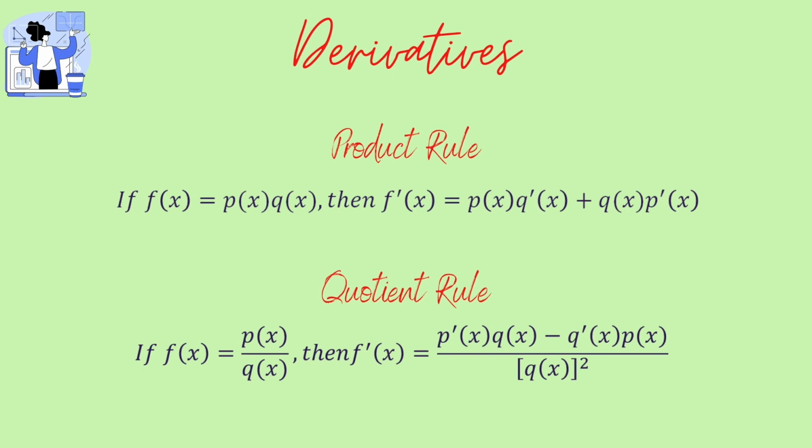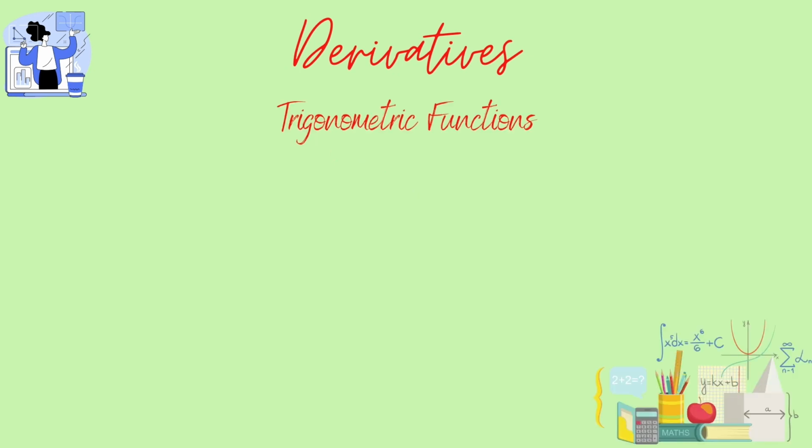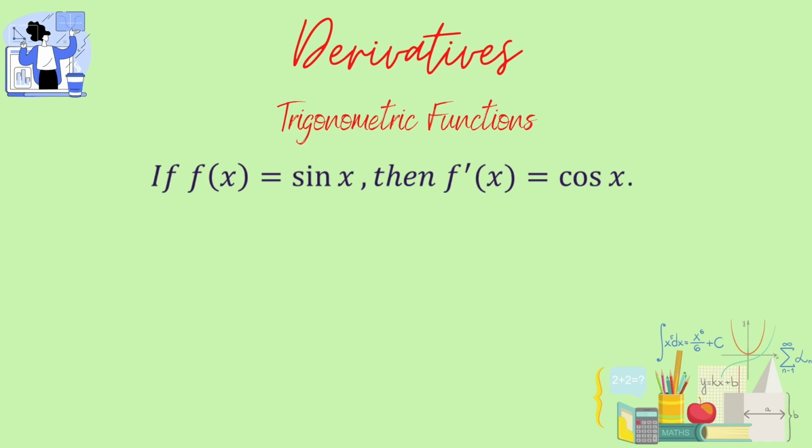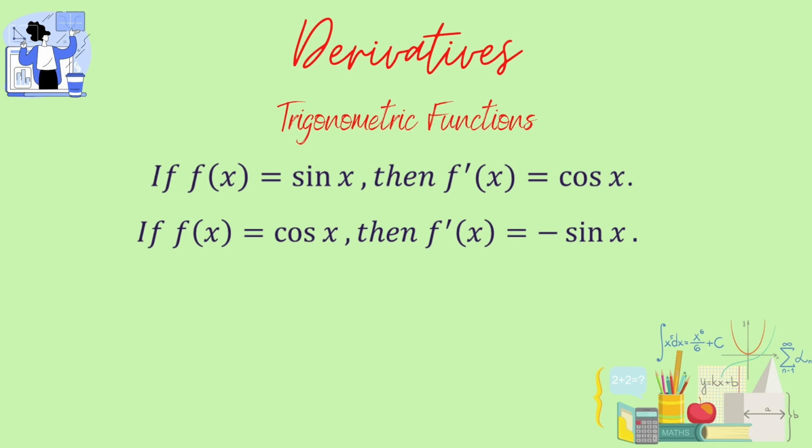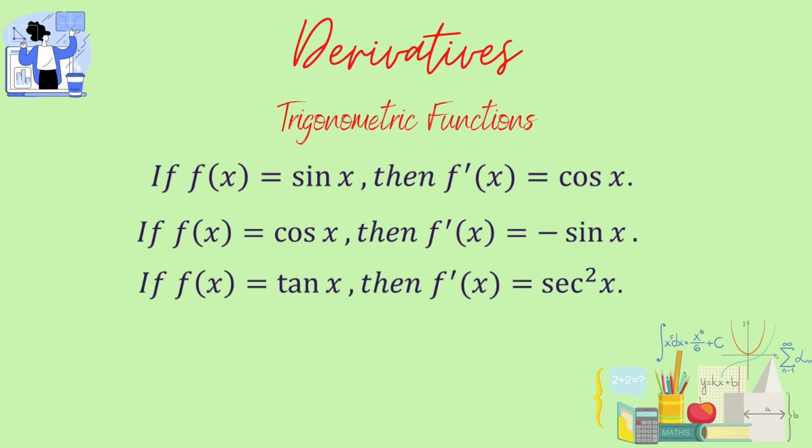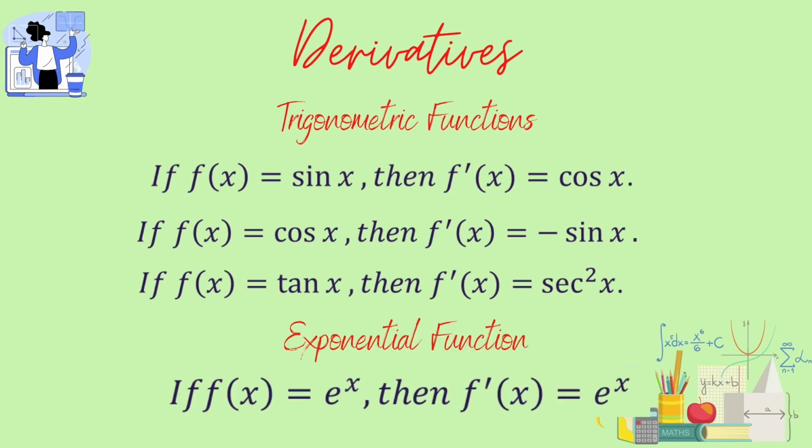For the trigonometric functions, the derivative of the sine function is the cosine function. The derivative of the cosine function is the negative of the sine function. And the derivative of the tangent function is the square of the secant function. We have also shown that the derivative of the exponential function f of x equals e to the x is also y equals e to the x.